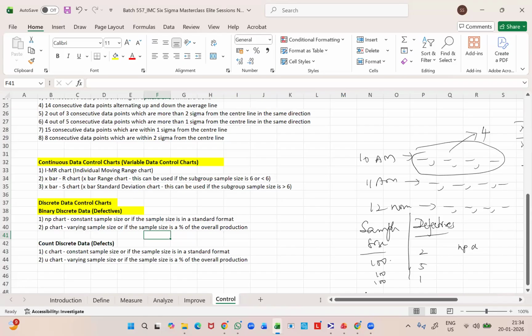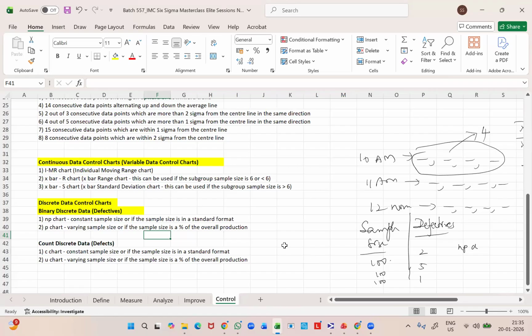Or if they had mentioned that the sample size is a percentage value of the overall production, then we need to infer that they are referring to a varying sample size. In that case, we need to pick P chart as the option.